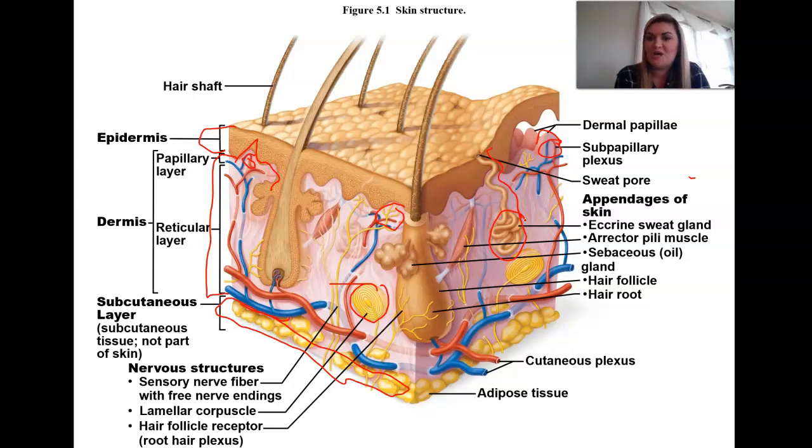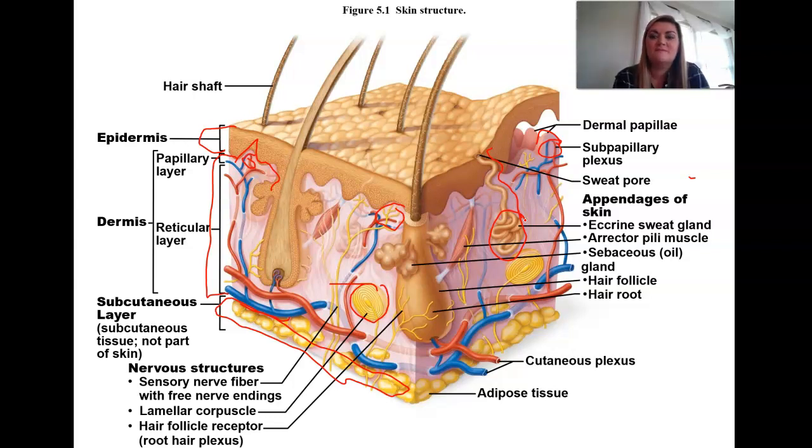Now you're going to have two types of sweat glands. You're going to have what's referred to as the eccrine sweat gland. This one's going to be found closer towards the surface of the skin. This is the one that releases the product that's going to actually help cool your body off. So this is the actual sweat gland that helps you sweat and cool the body if you're too hot.